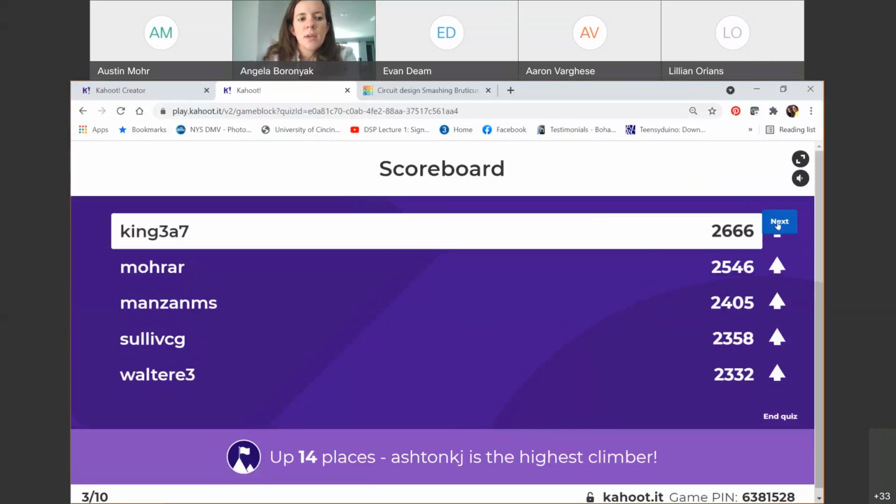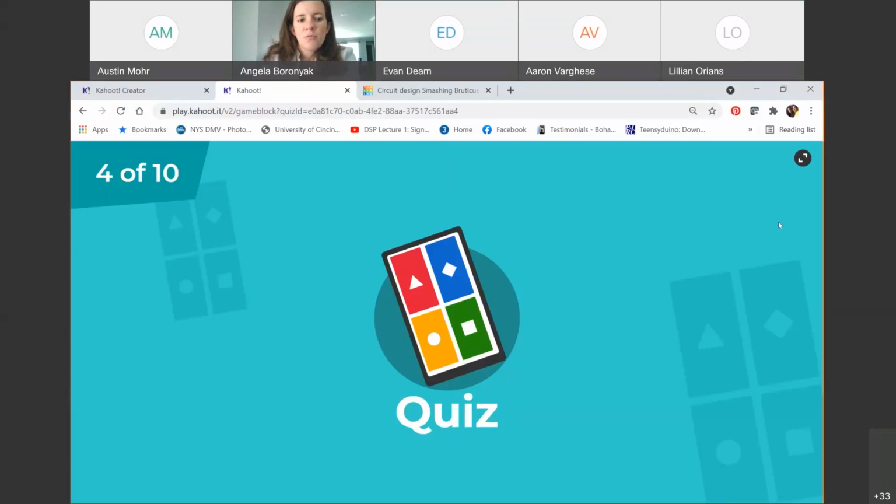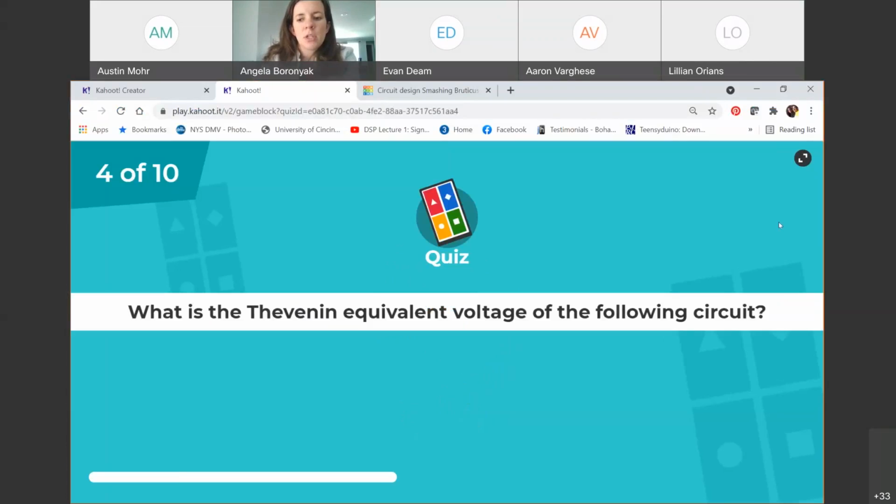We had a shakeup in the last one. So, question 4, what is the Thevenin equivalent voltage of the following circuit?